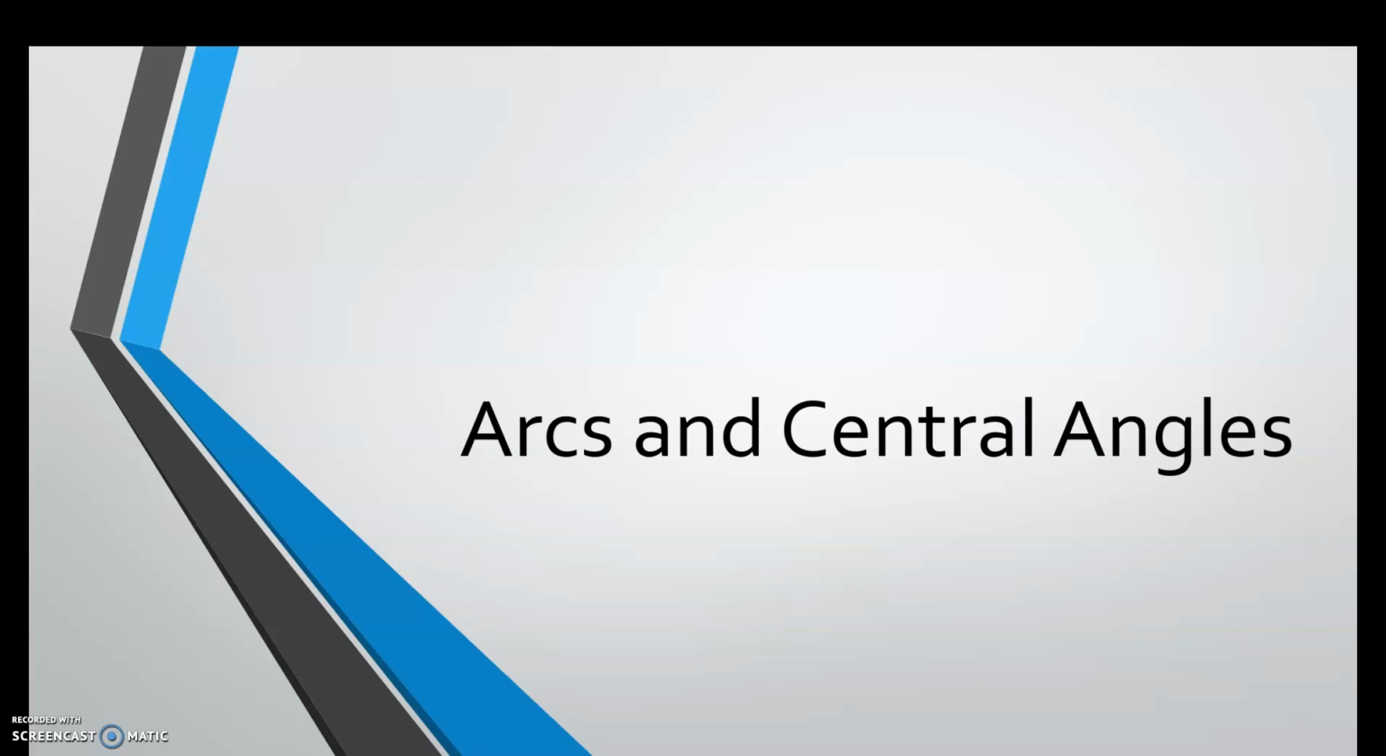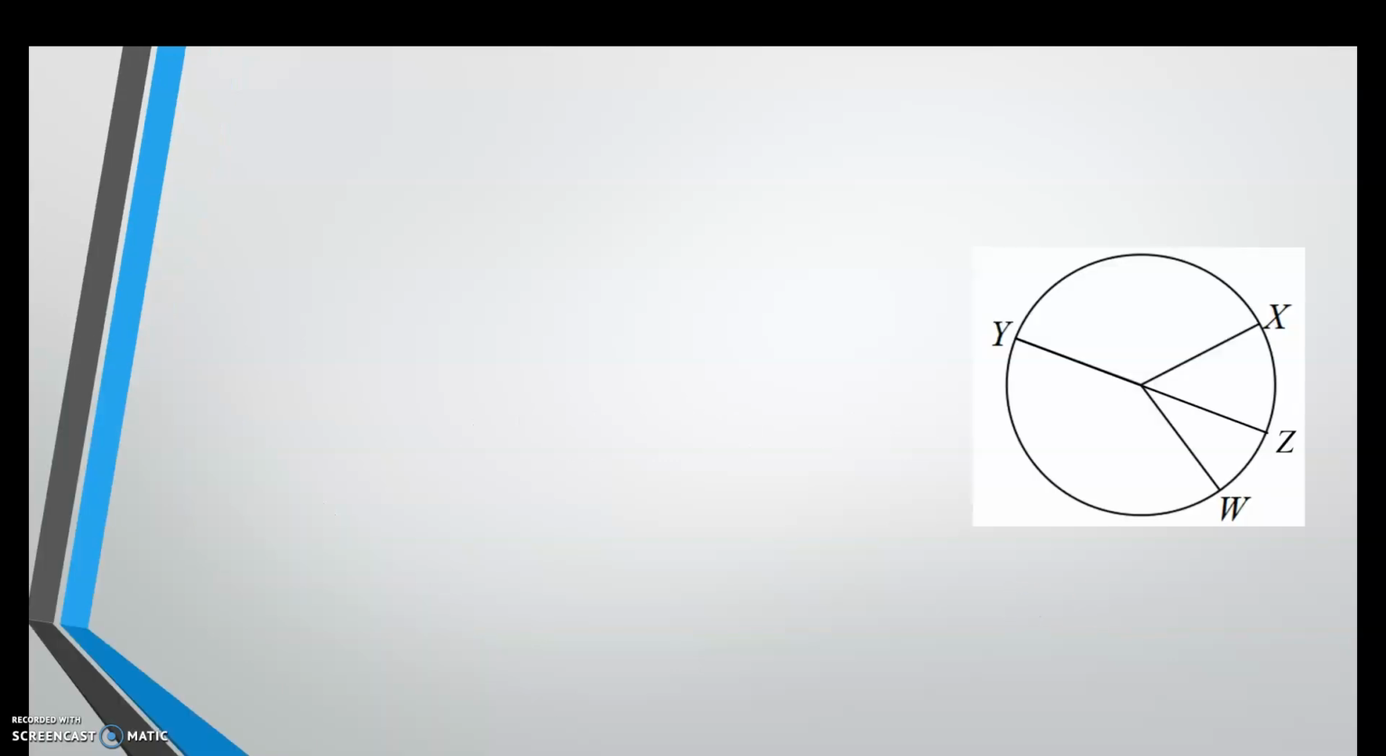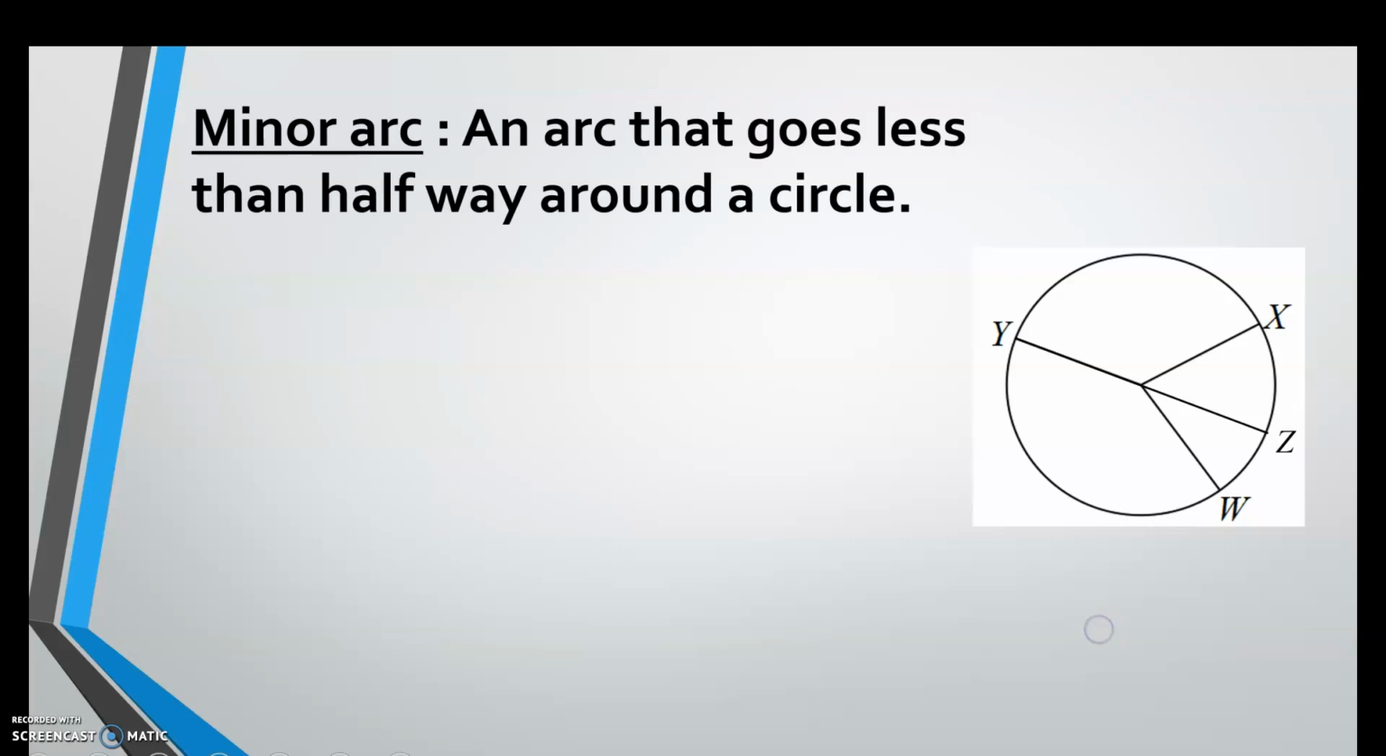Today we're learning about arcs and central angles, dealing with circles here. So our first thing, minor arc. A minor arc is an arc that goes less than halfway around the circle. So it'd be something like this. This would be a minor arc, and the way that we note that would be XZ with the little arc symbol on top. Or I could say XW.